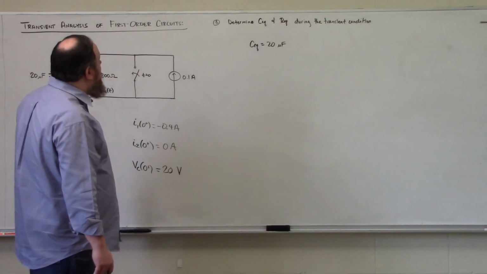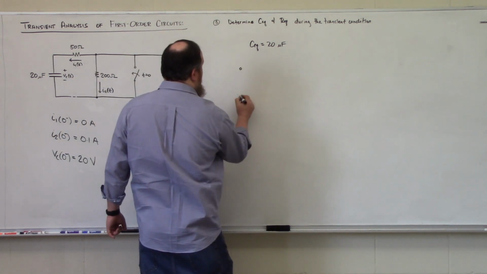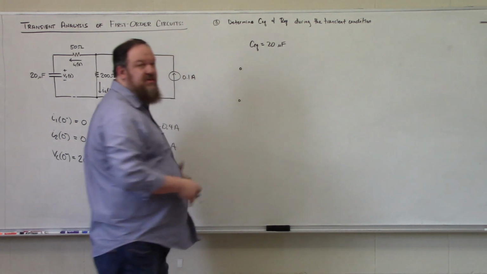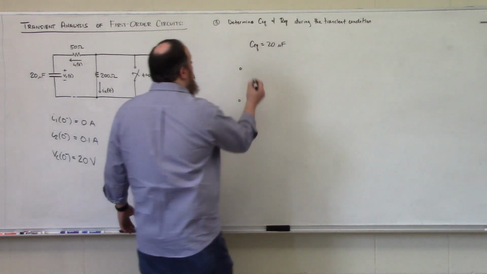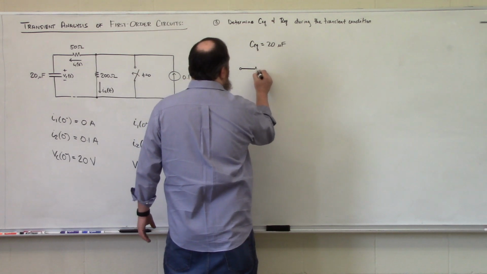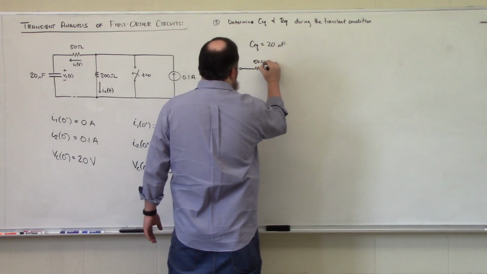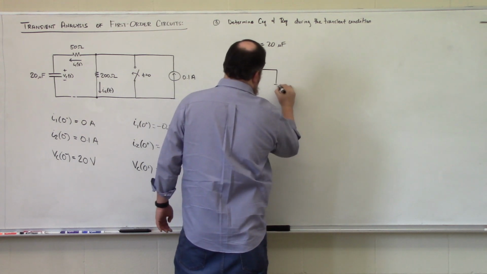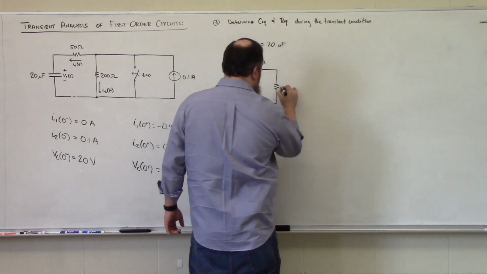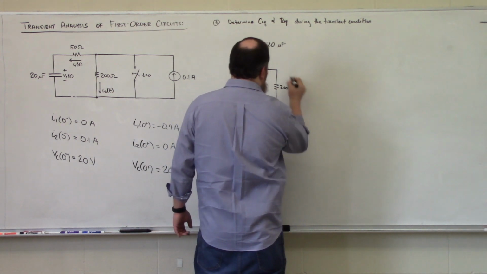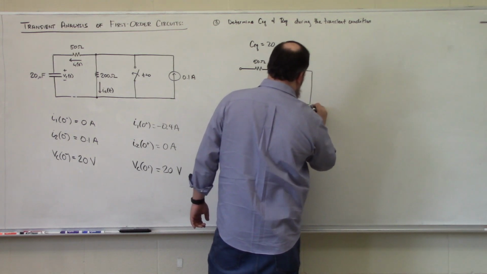To determine our equivalent resistance, we are going to disconnect our capacitor from our circuit because we're finding the Thevenin equivalent resistance with respect to that capacitor, and we're going to look in through those terminals that are created when we remove the capacitor during the transient condition. So we're finding the Thevenin equivalent resistance.